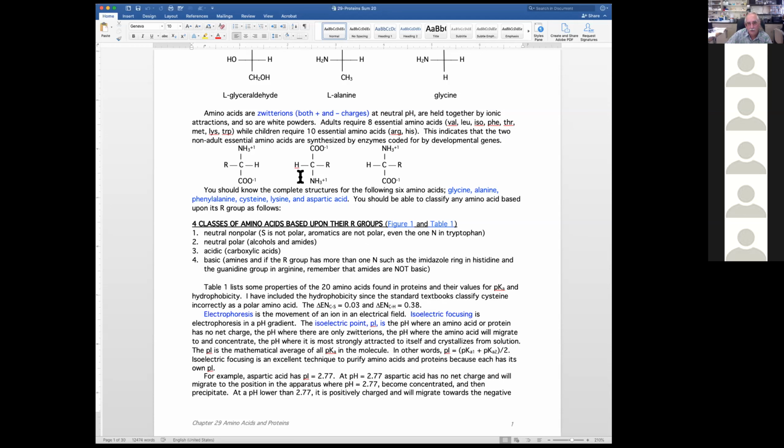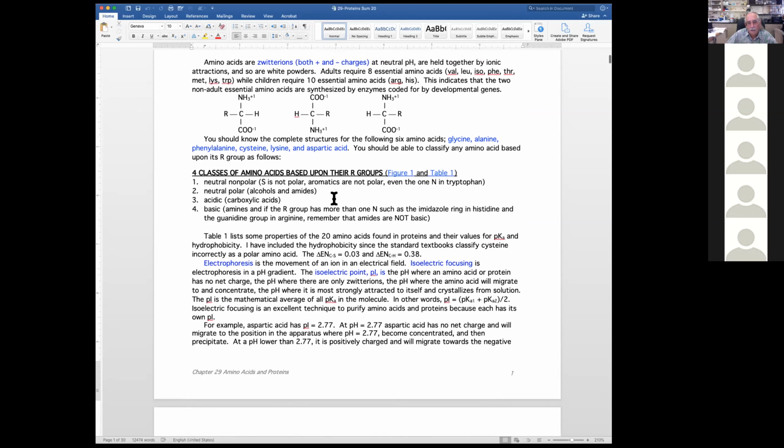You should probably know the structure of these: glycine, which is the easiest one, alanine, which is the second easiest one, then phenylalanine. You can imagine, here's alanine, I just put a phenyl group on it. Cysteine, lysine, and aspartic acid. If you know those, then you kind of get the idea about how amino acids are.